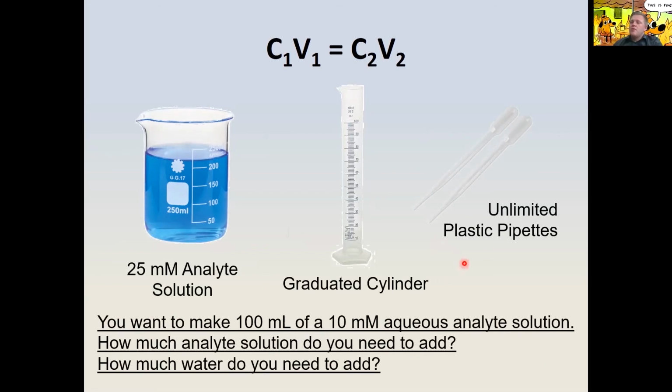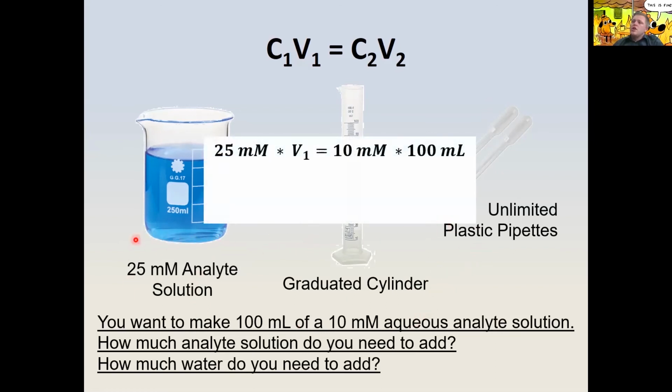Okay, here's how you should do this problem. So we have C1V1 equals C2V2, and we can plug in values that were given in the question into that equation. Our starting concentration is 25 millimolar. So we put that in for our C1. What is our V1? Well, we actually don't know V1. That's what we're trying to solve for. You might think it's the volume in your beaker, but it's not. It's the volume you take from here and add to your graduated cylinder. That's what we're trying to solve.